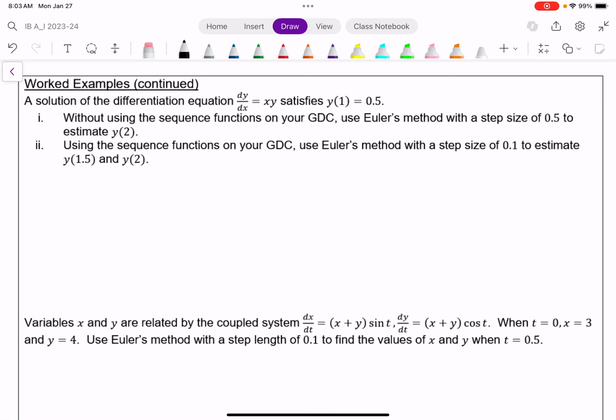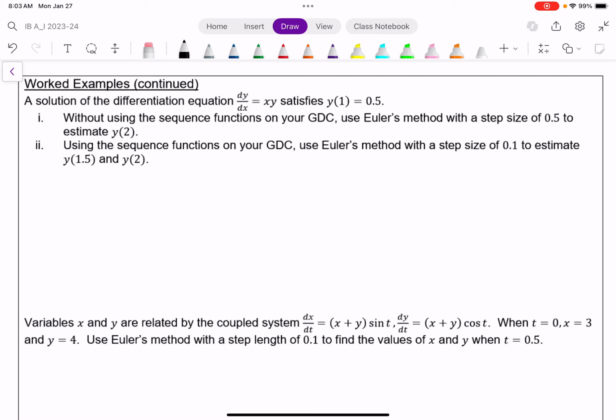So you have a fairly simple differential equation. It is a separable one. dy/dx equals just xy, and we're given some initial condition, y(1) equals 0.5. If we think about what we saw before, like graphs of these, like a slope field, we know that we can imagine this particular solution going through (1, 0.5).